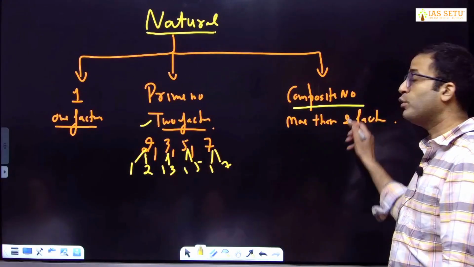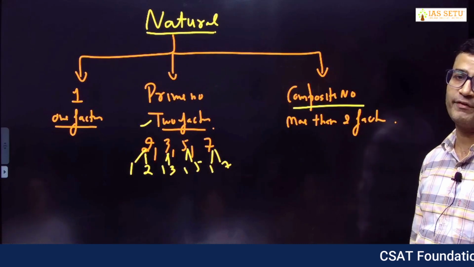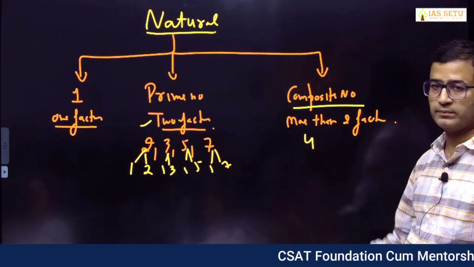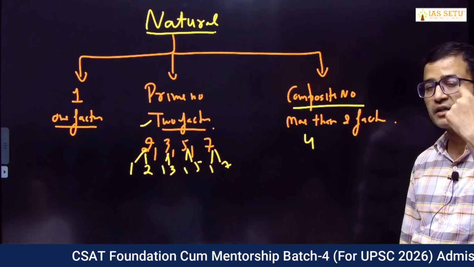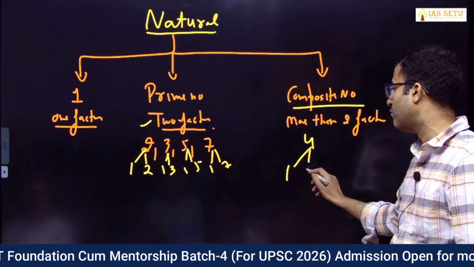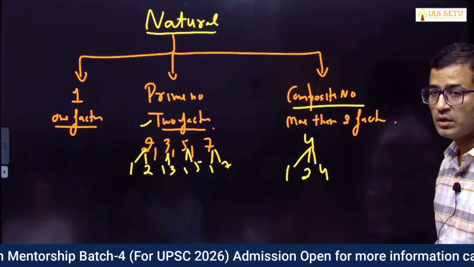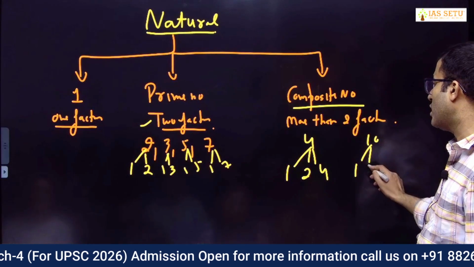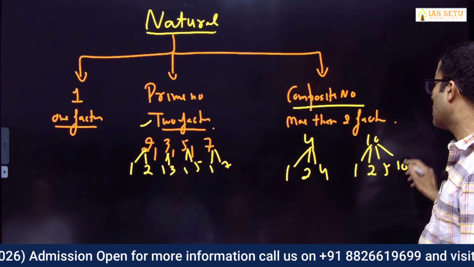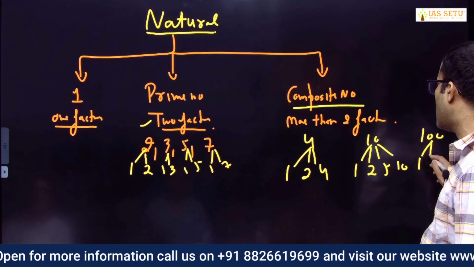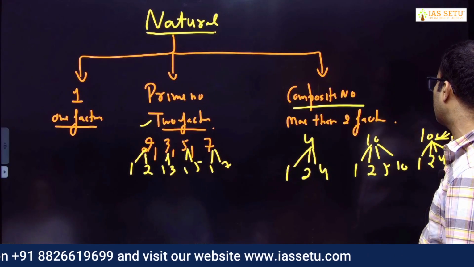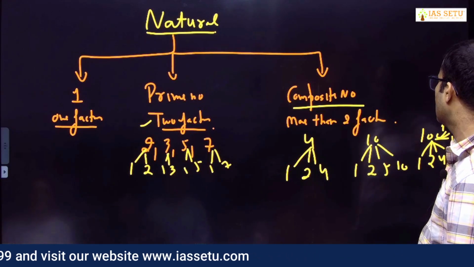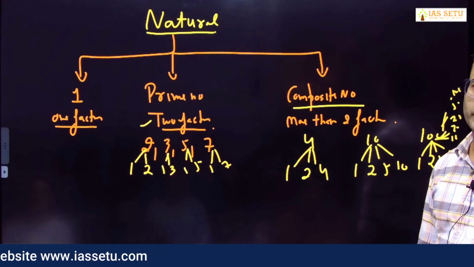But composite numbers are those which have more than 2 factors. Like here the number is 4. It is not necessarily 3 factors; it can be 10 factors, 20 factors. जैसे 4 के factor क्या है, 1, 2 and 4. What are the factors of 10? 1, 2, 5, 10. 100 के factor क्या है, 1, 2, 4, 5, 10, 20, 25, 50, 100. So here these are composite.